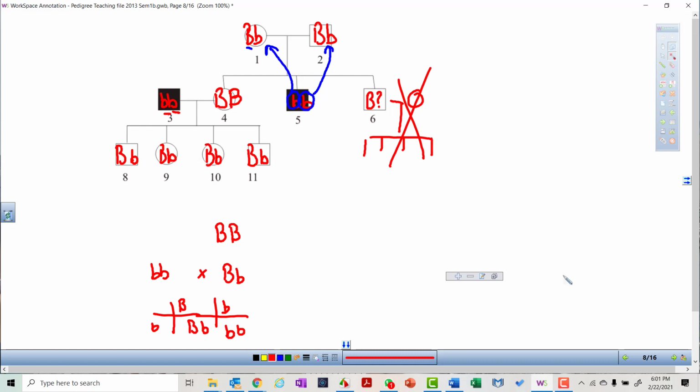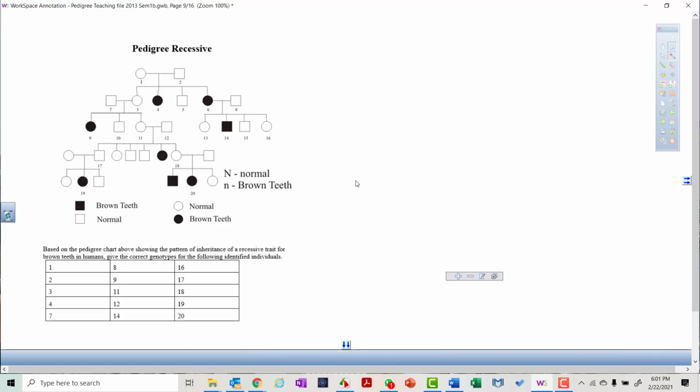So once again, in the course website, also on this document, you'll see a pedigree that's recessive in nature for brown teeth. Big N stands for normal, small n stands for brown teeth. So the only way you're going to have brown teeth as a genetic trait is if you have two small n's. Okay? So go ahead and take a moment to work through this. The answers are on the course in that same document where you saw the dominant answers. And I'm just going to count to 5 while you're working on this. You want to pause me one more time.